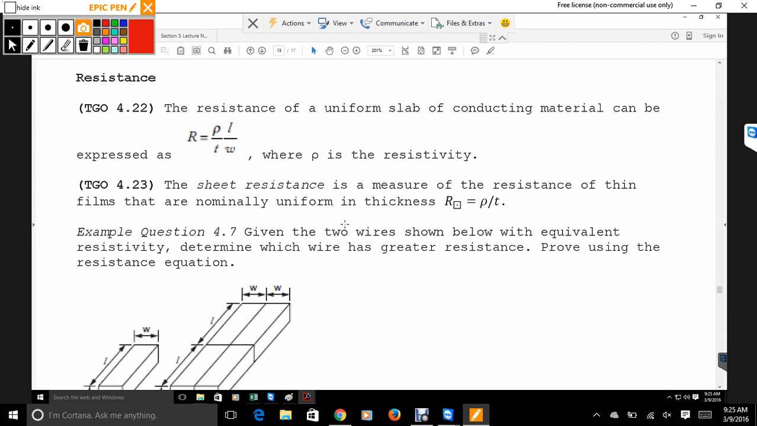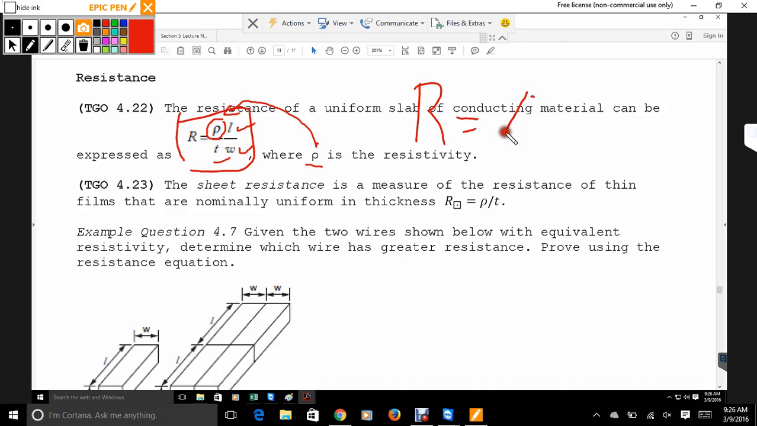Now we take all these values that we were able to get before. We had our thickness, we have our resistivity of the wire, and then we have our length of the wire, the width of the wire, and the thickness of the wire. So R equals, remember that, the resistivity times the length of the wire over the thickness and the width of the wire.